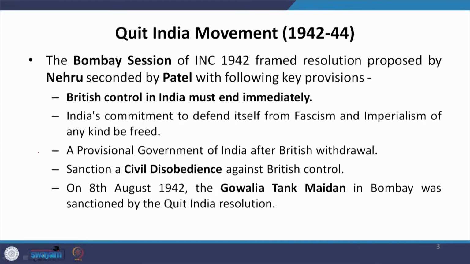This was followed by the sanction of civil disobedience against British control, and finally on 8th of April 1942 the Gwalior Tank Maidan in Bombay was sanctioned by the Quit India resolution. The famous slogan that we get from M.K. Gandhi in association with this movement is do or die, whereas the slogan by Yusuf Mehrali is Quit India. Actually, the name Quit India comes from Yusuf Mehrali's slogan.